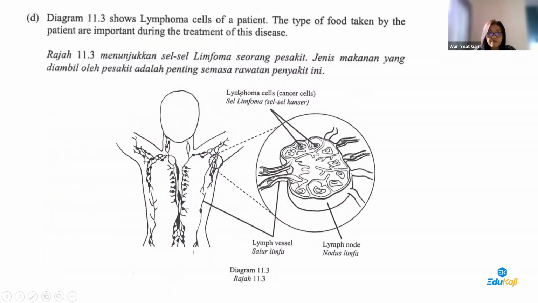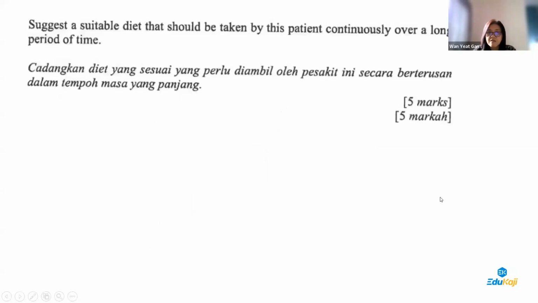Okay, let's look at the next question. Diagram 11.3 shows a lymphoma cell of a patient. The type of food taken by the patient is important during the treatment of this disease. So this is the lymph node. So the lymphoma cells, which are the cancer cells, are formed inside the lymph node. Suggest a suitable diet that should be taken by this patient continuously over a long period of time.